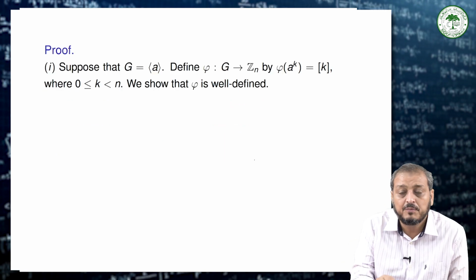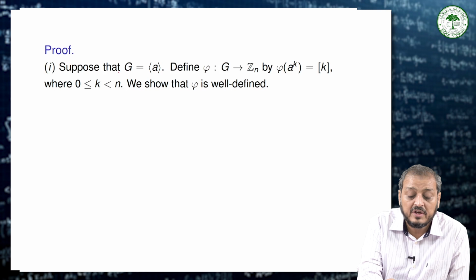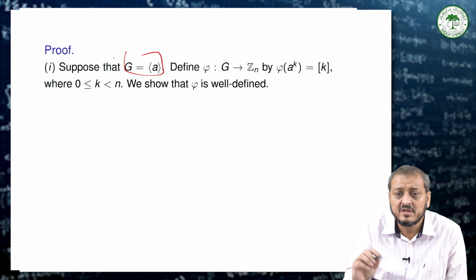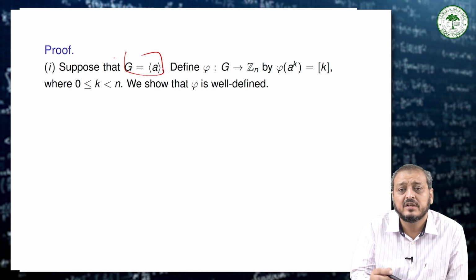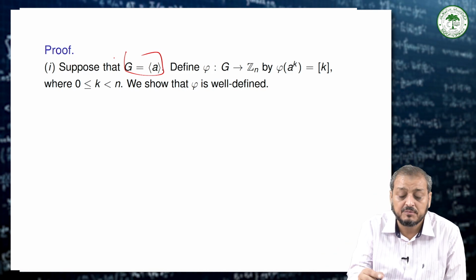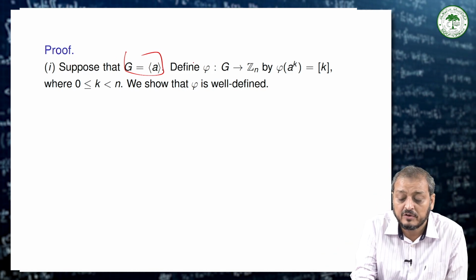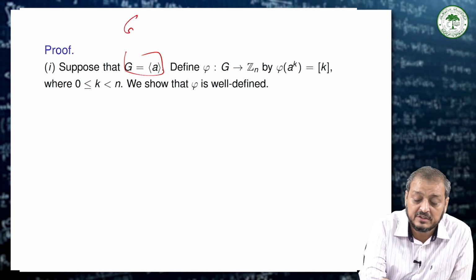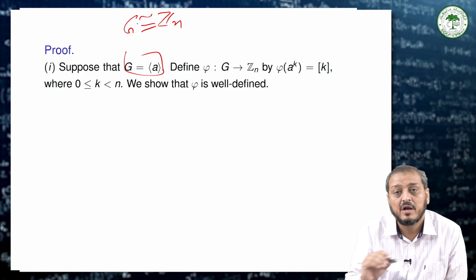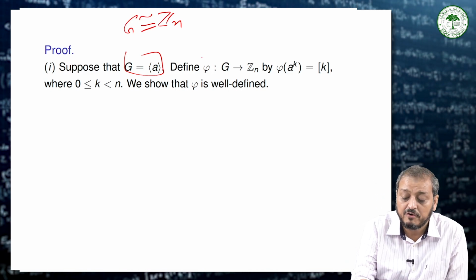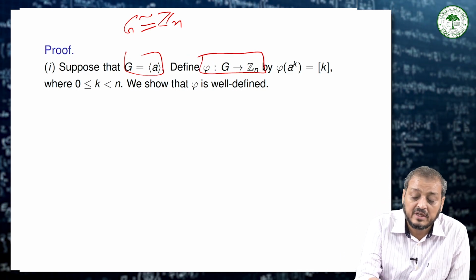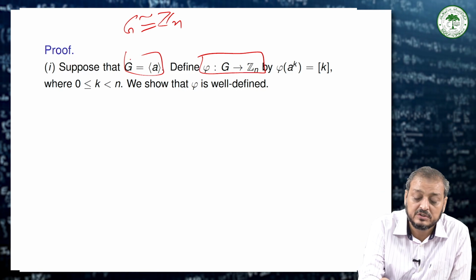Suppose G is cyclic, generated by a, and now we have to show that G is isomorphic to Zn. Isomorphic means there exists a map which is a bijective homomorphism. So we have to define a map phi from G to Zn, and because G is cyclic, every element of G is a power of a.